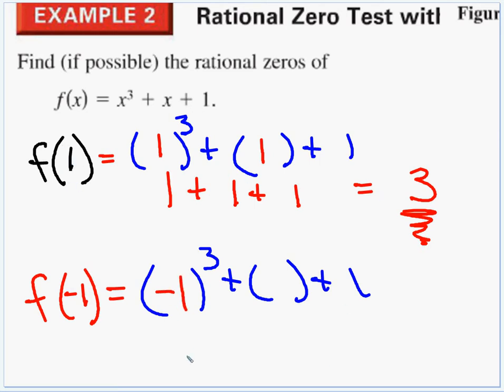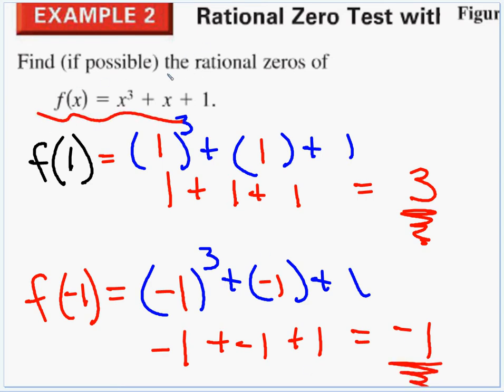Let's try negative 1. Negative 1 cubed is negative 1, plus another negative 1. That'll take us to negative 2, and then plus 1 will take us to negative 1. So another remainder. So that means that this equation has no rational zeros. I bet there's some irrationals in there. We're guaranteed 3 linear factors, 3 zeros, but none of them are going to be rational.